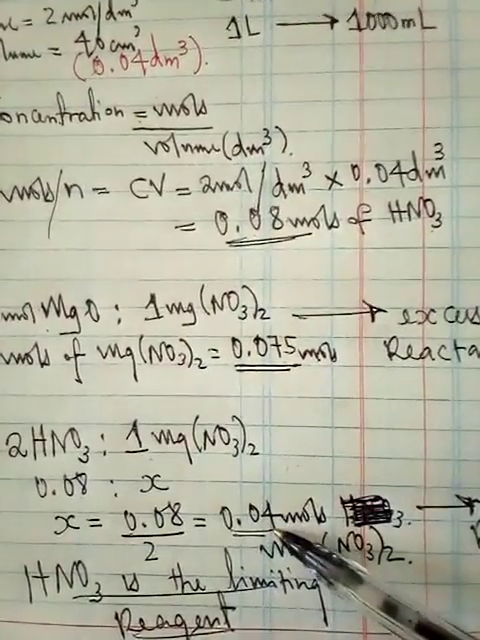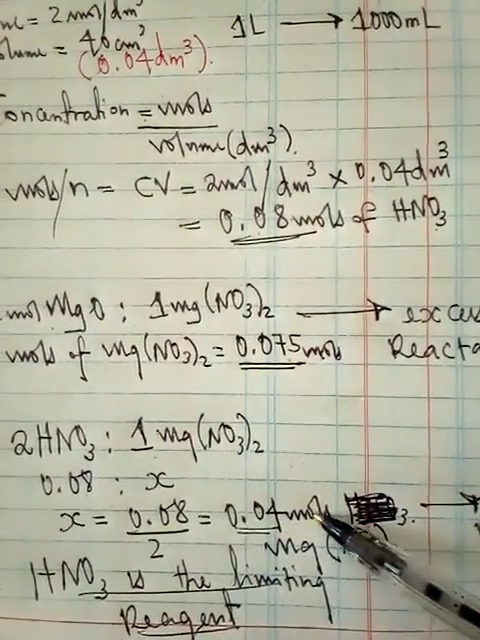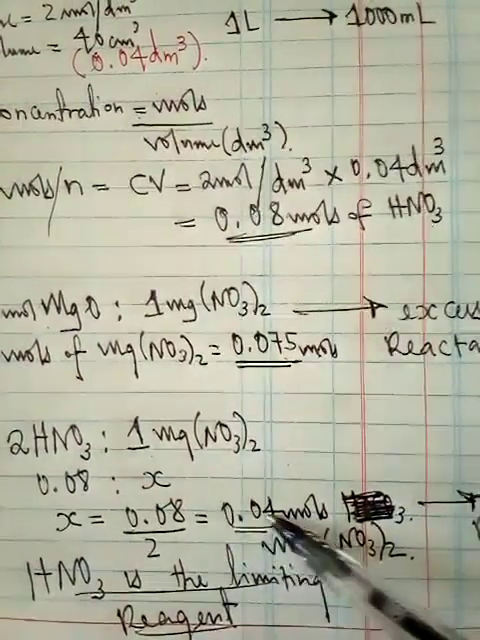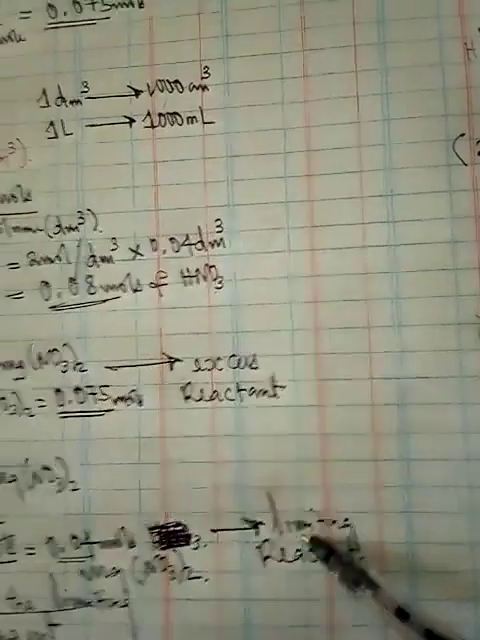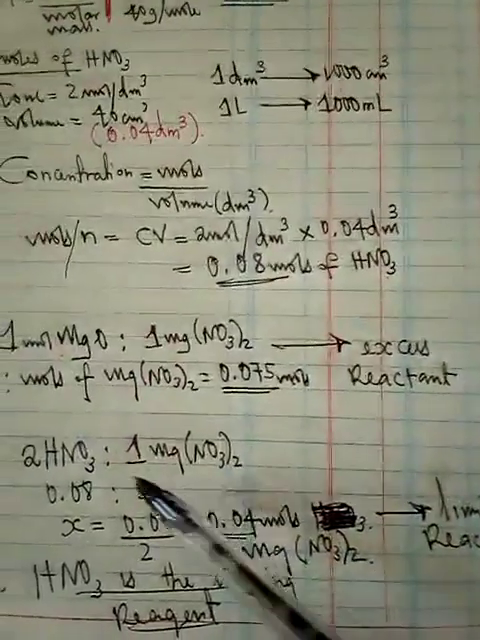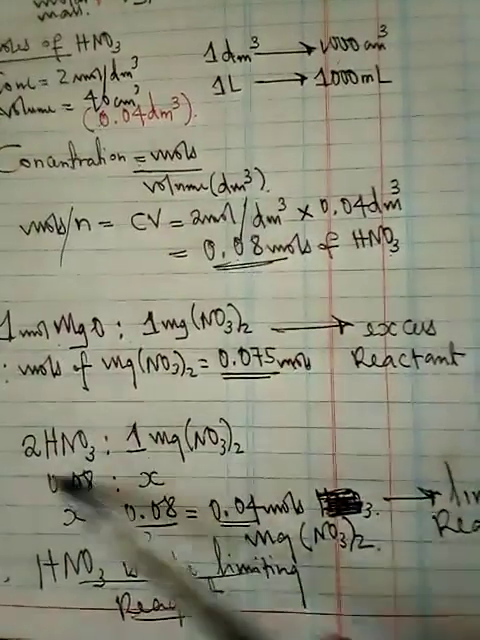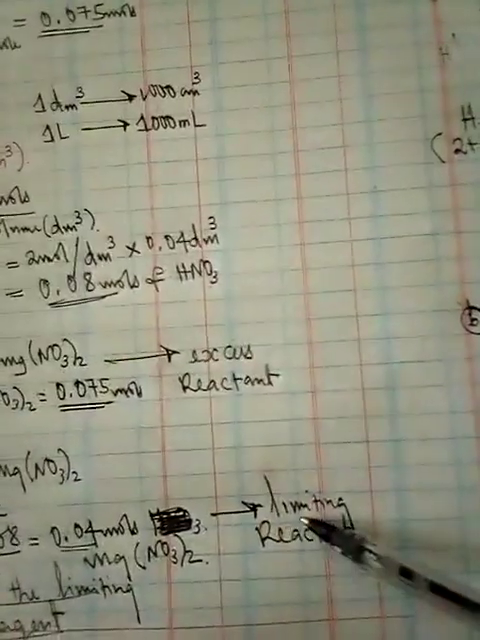the 0.04 moles here was being obtained from the nitric acid. And because of that, we termed nitric acid to be our limiting reactant, because it was the one giving us the least number of moles of magnesium nitrate. So nitric acid here was termed as our limiting reactant.